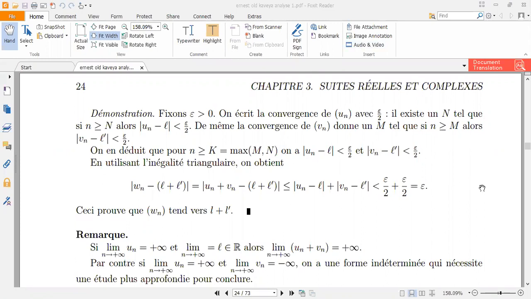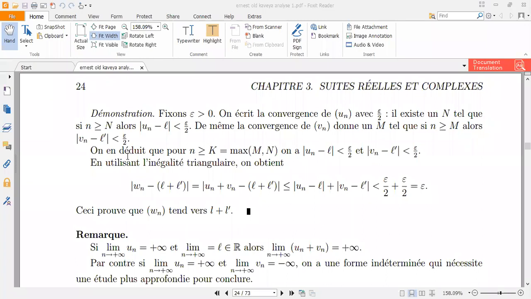So now we're looking at Vn. Just like the Un, the convergence gives a capital M in this case. Here we have been given a condition. It says if the small n is greater or equal to the capital M, meaning that Vn minus L prime is going to give us the same thing as Un minus L. Whatever value you find here should be less than epsilon over 2.